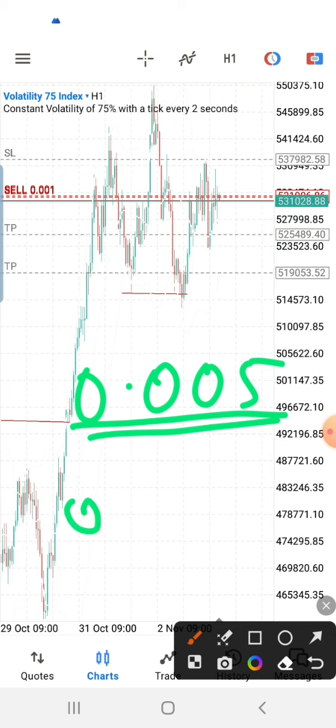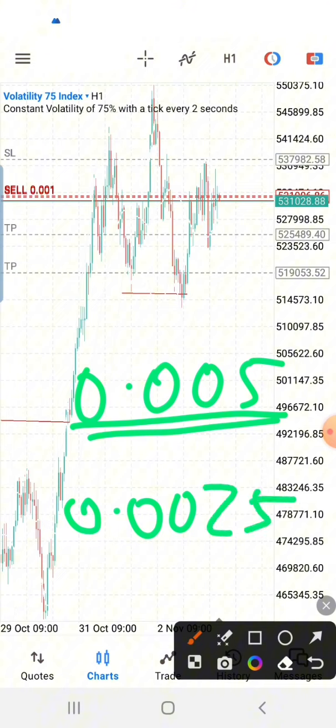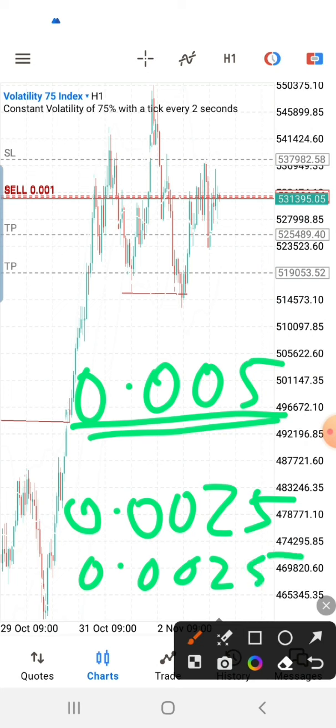Okay, if you divide it, you might have 0.00, I think 5 divided by 2, you have 2.5. I guess. I don't actually know whether I'm correct, but this is what I mean. Just divide the lot size into two. Okay, first place one of the trades. Okay, place two trades. So you have 0.0025, and you also place another trade with 0.0025 again. So you now have two trades running.